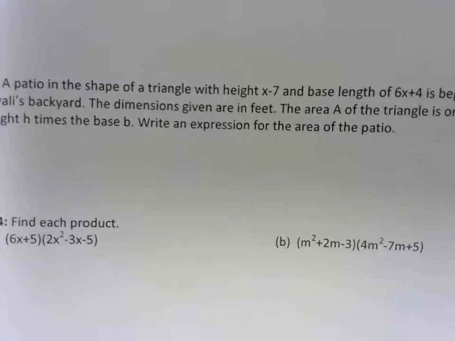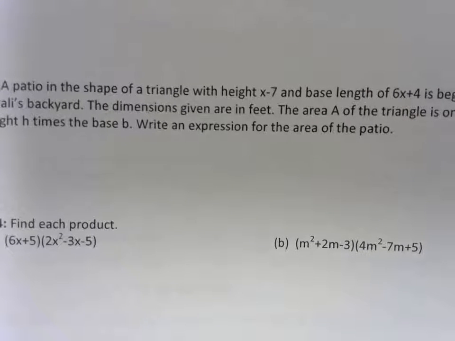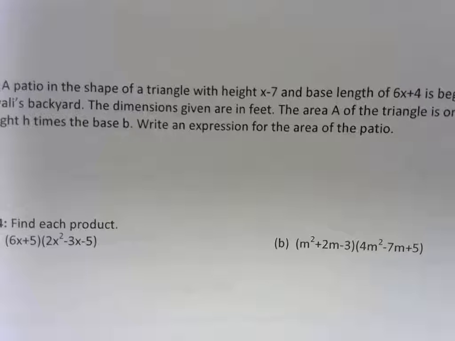A patio in the shape of a triangle with height x minus 7 and base length 6x plus 4 is being built in Lavallease. They choose the weirdest names in this book or whatever. The dimensions given are in feet. The area of the triangle is 1/2 the height times the base. You know that. 1/2 base times the height. Write an expression for the area of the patio.